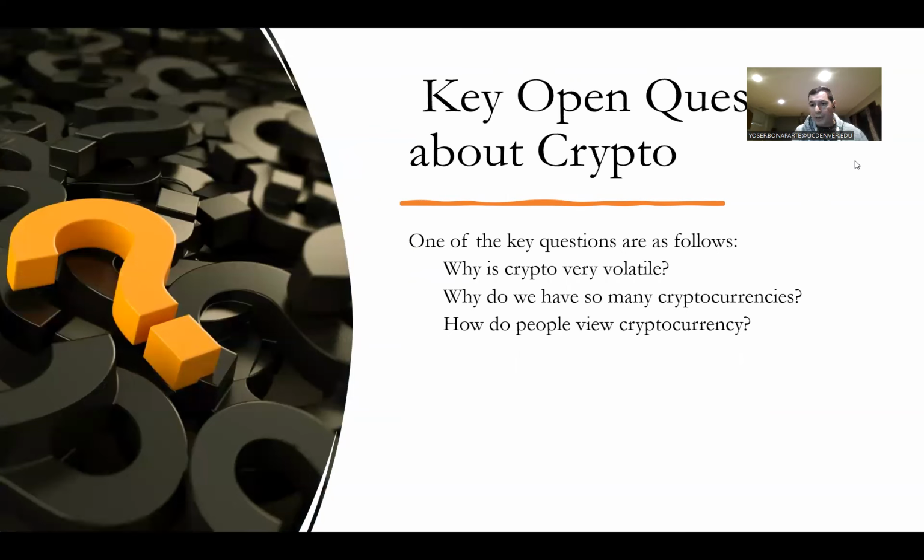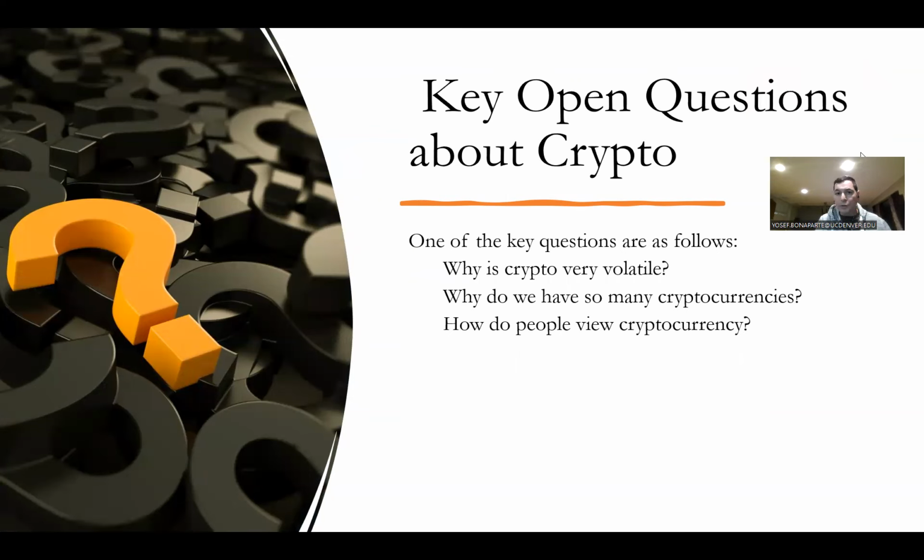And finally, we finish a chapter with a few open questions about crypto. Why is crypto very volatile? Why is crypto in the stock market very volatile relative to Apple or S&P or whatever? Why do we have so many cryptocurrencies? Why do we have 17,000 coins? And how do people view cryptocurrency?